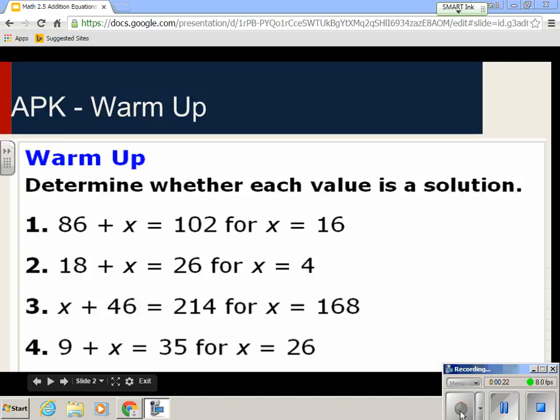Here's the warm-up for today. Four problems. They should look like your previous lesson. So go ahead and solve each problem. Put the number in for x and see if it equals. Come back when you're done.